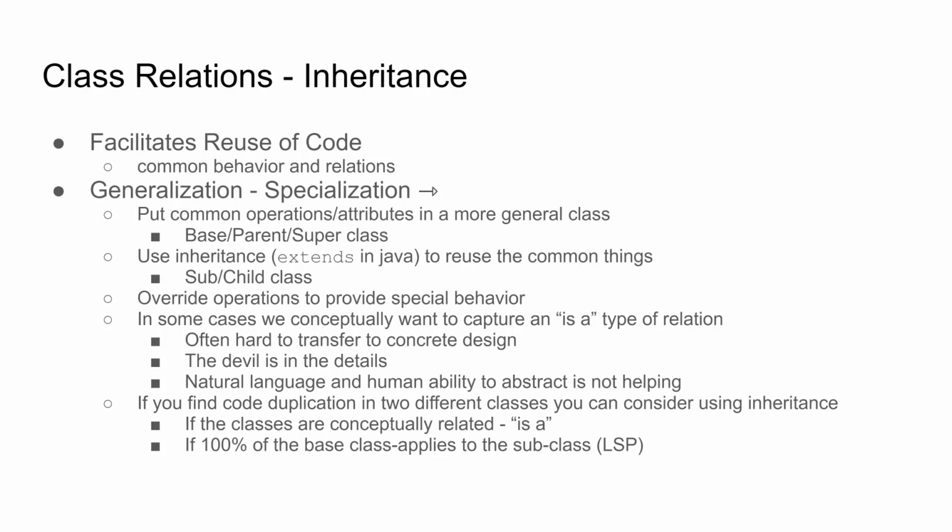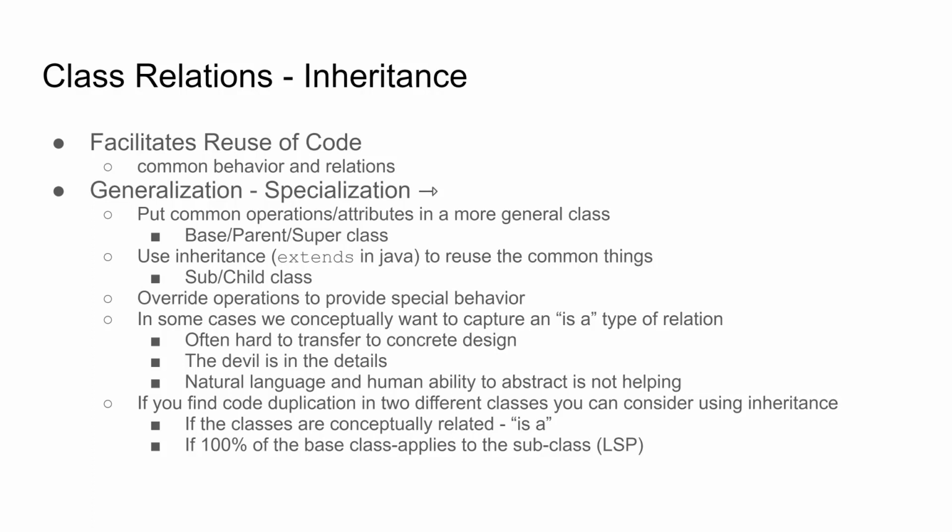And we can also override operations to provide special behavior. So if the parent class has one generic type of behavior, we can override this in the child class and make the behavior as specific as we want it. In some cases, we also conceptually want to capture a relationship that we can see is kind of like inheritance. We have this X is a type of a Y thing. So if we find that in our requirements or in the domain, we have an indication that, well, maybe inheritance could be a good thing here.